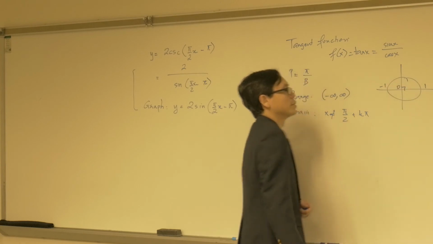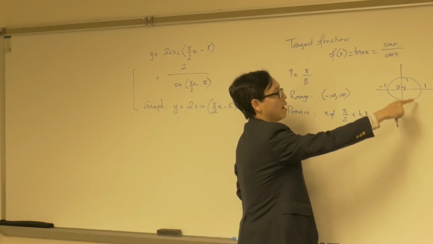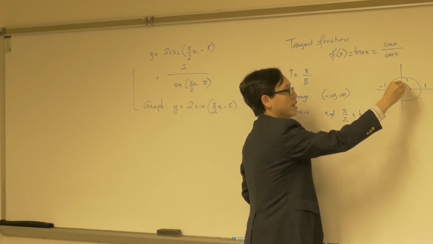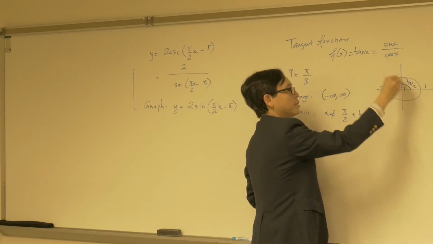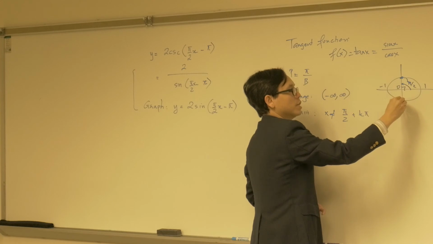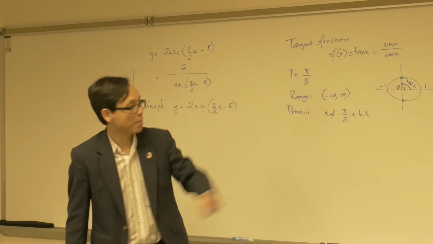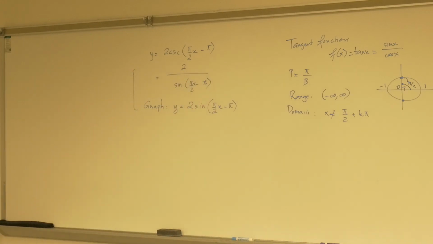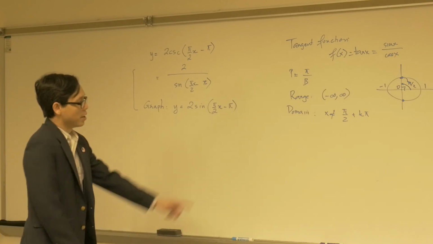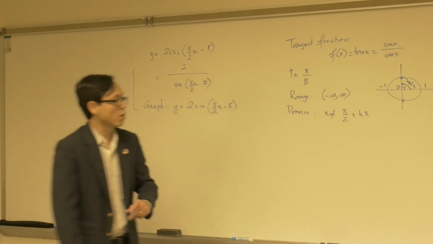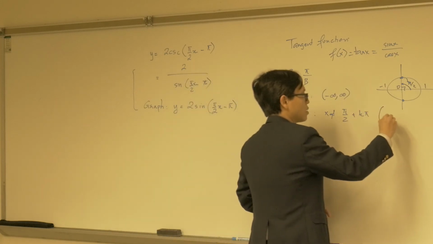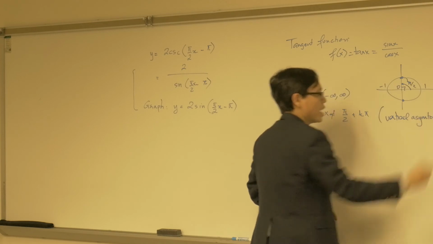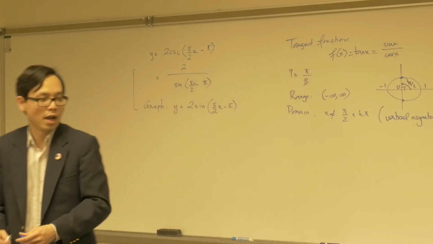So over here at pi over 2, and you keep adding another pi. So this is pi over 2 here, and you keep adding another pi, it goes back to this position, and that's why the cosine turns out to be 0, which is not good because we don't want 0 in the denominator. And because the domain is like this, we have the vertical asymptote. So this is where the vertical asymptote will be. And of course, we have infinitely many vertical asymptotes.